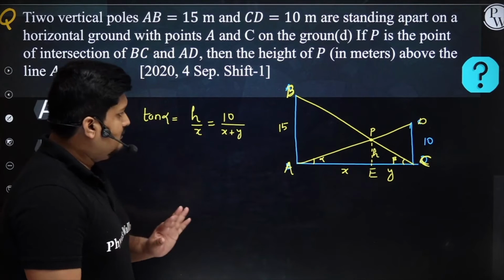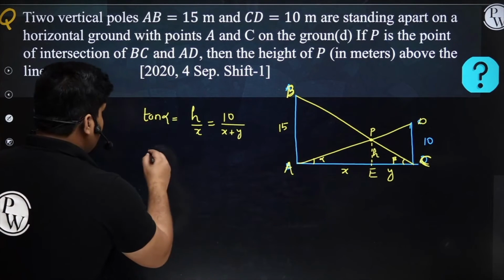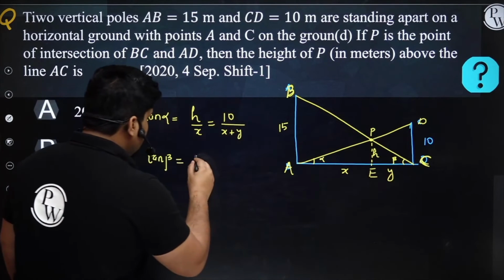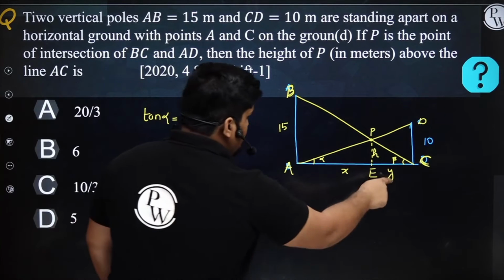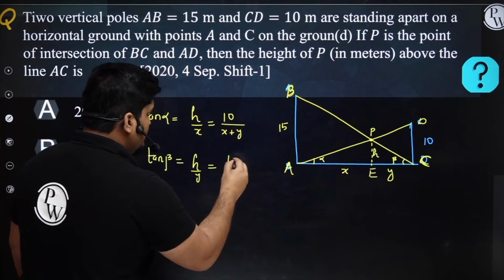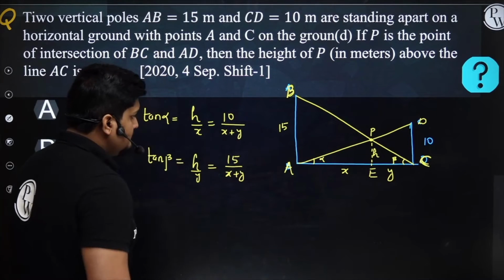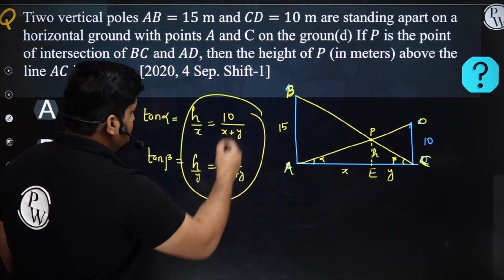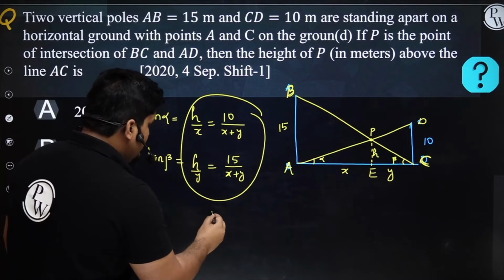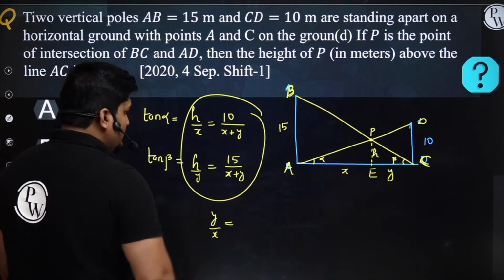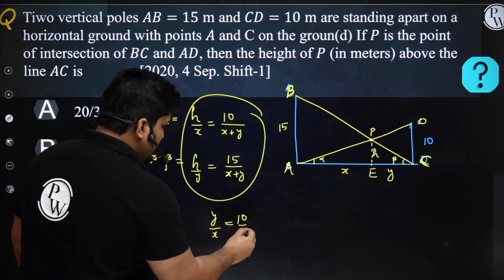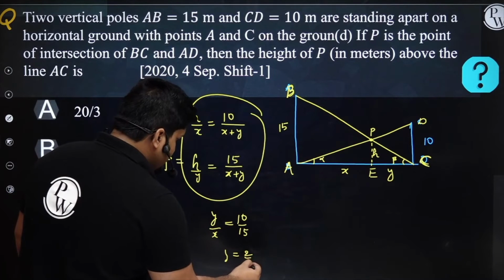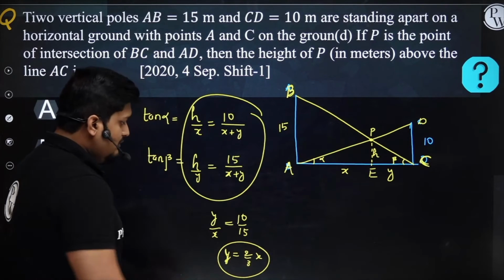So this is one relation we have. Then we can find out tan beta. What is tan beta? One relation is H upon Y, equal to again 15 upon X plus Y. Now if I divide these two, we'll get Y upon X, this Y will go in the numerator, so this will be equal to 10 by 15. So Y is equal to 2 by 3 X. We got the relation between Y and X.